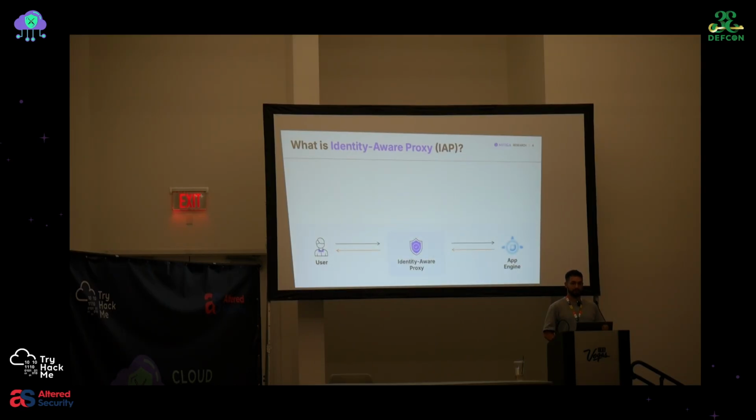So what is Identity Aware Proxy? It's basically a service in GCP that acts like an identity firewall. It sits in front of your application and intercepts any request to that application. It controls the access to the app based on identity, and by default, it blocks any unauthenticated request to the application. And it also has some interesting settings that I will dive into later.